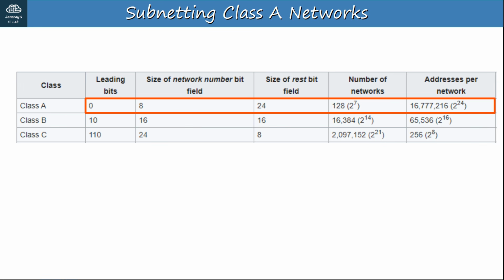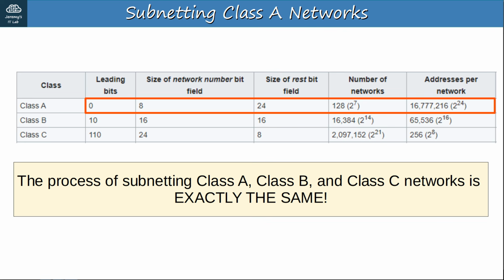Okay, let's get to subnetting Class A networks. Look at the size of the rest bit field. That is the host portion. There are 24 host bits that we can borrow from, meaning lots of room to make subnets. However, let me remind you that the process of subnetting Class A, Class B, and Class C networks is exactly the same. So let's just do 2 practice questions subnetting Class A networks, and then let's move on to VLSM.